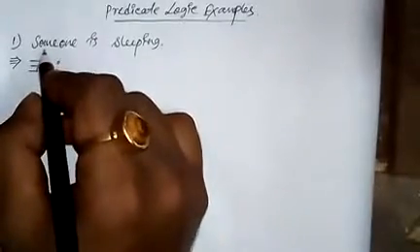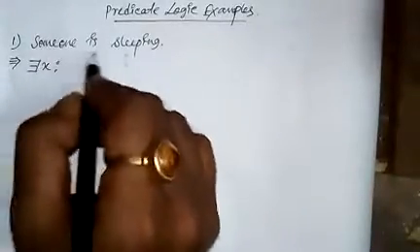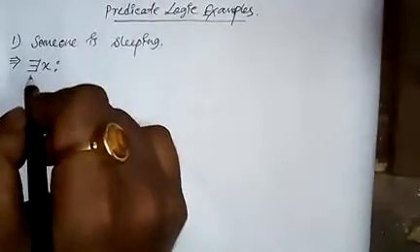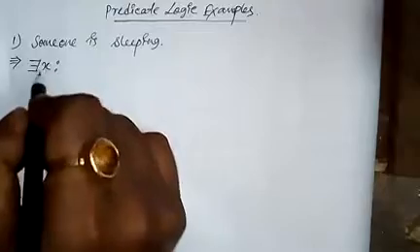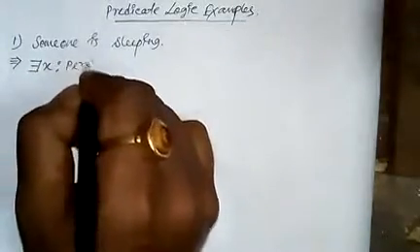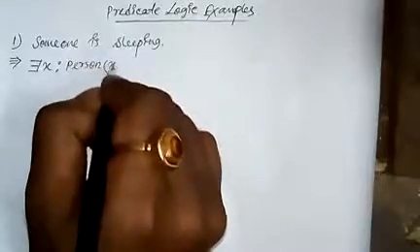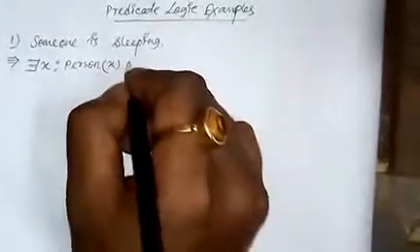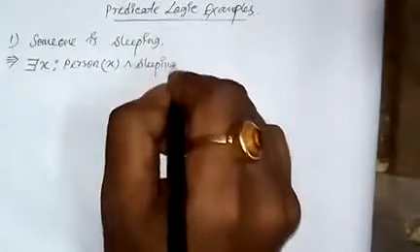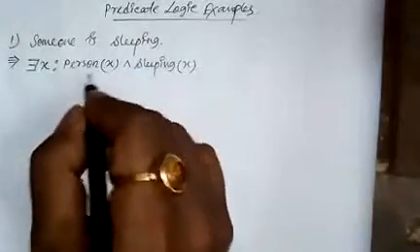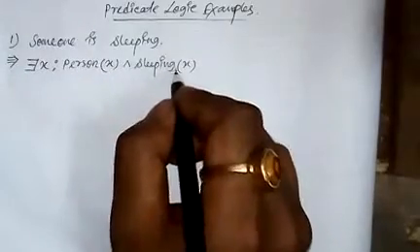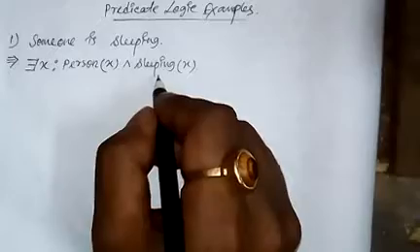Well, so this is our first sentence: someone is sleeping. To convert it into predicate logic, we write there exists x, where someone, that is some person, that is x is some person, and the person is sleeping. That is, person(x) means x is a person, and sleeping(x) means x is sleeping.